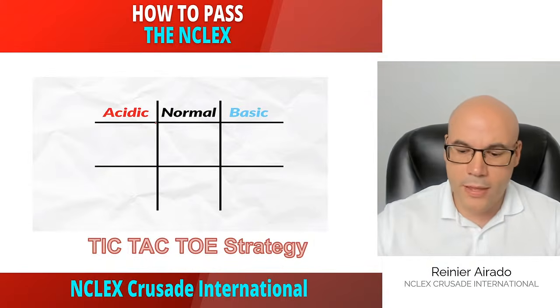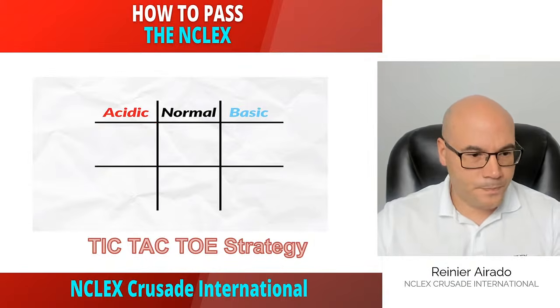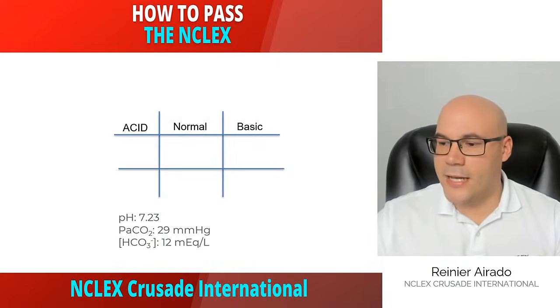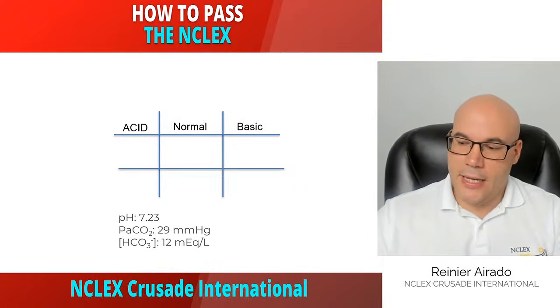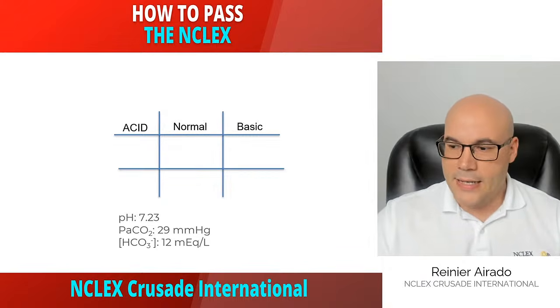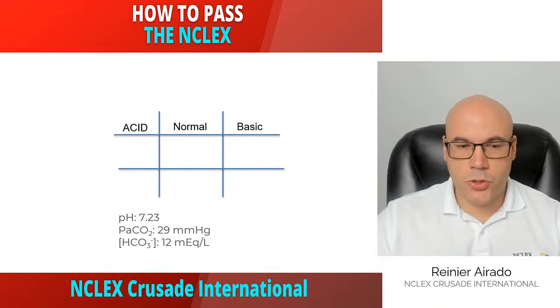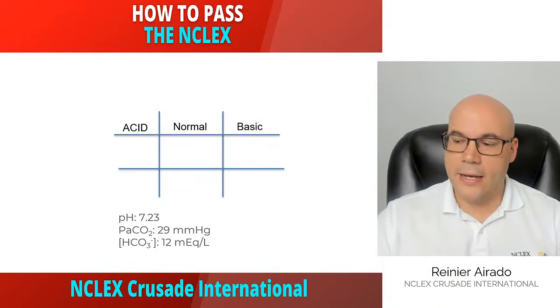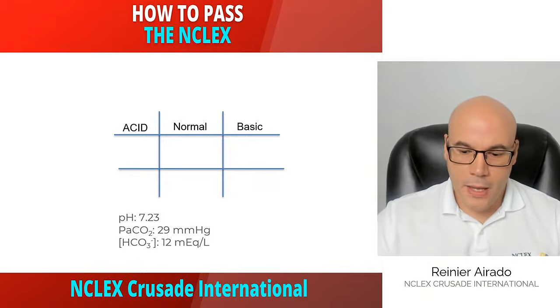So let's go with the first scenario. And this is the first scenario. The pH in this scenario is 7.23. The PaCO2 is 29, and the HCO3, or bicarbonate, is 12.